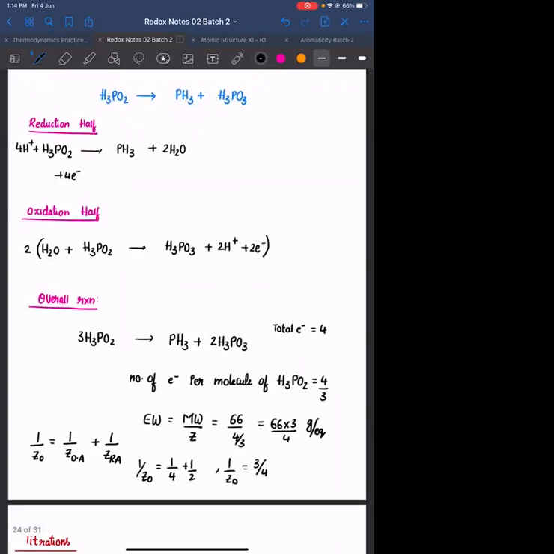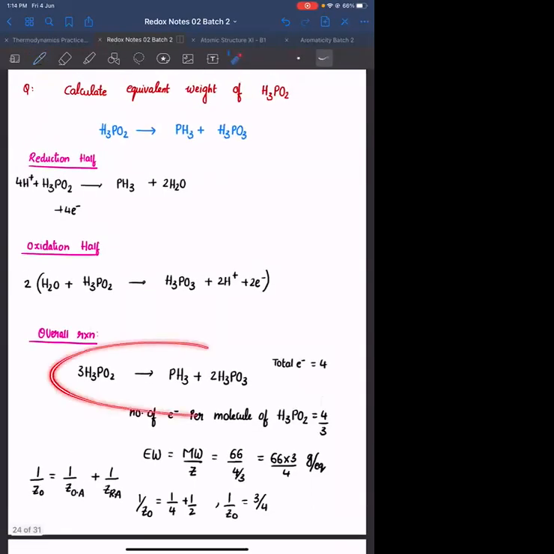Okay, so you can either calculate using the overall expression. In the overall expression, we will be knowing the total electrons exchanged, which is equal to 4. So per molecule देख लेना. Or you can also calculate by 1/Z effective is equal to 1/Z as an oxidizing agent plus 1/Z as a reducing agent. Agreed? Okay, just understand the logic.